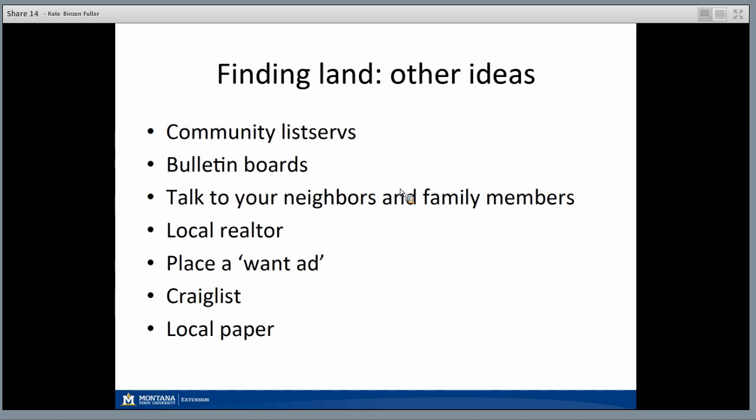A local realtor can sometimes be a good resource. I know in some areas of the state, people are more tuned into this than others. You can also place a want ad, maybe in your local paper or on Craigslist. Those are just a couple ideas. You probably know of other ways you can find land.